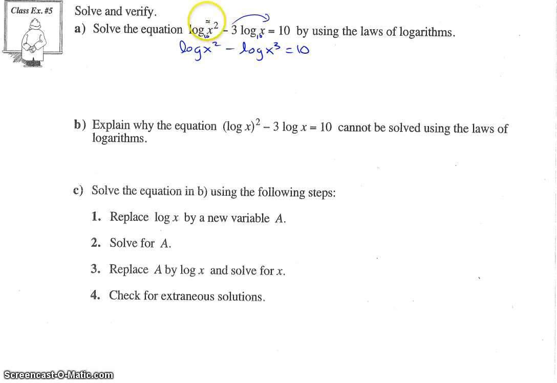We could have also brought the 2 down front, and then we would add 2 log x minus 3 log x, which would be negative log x. That's another way to go. So there's more than one way to do this one.